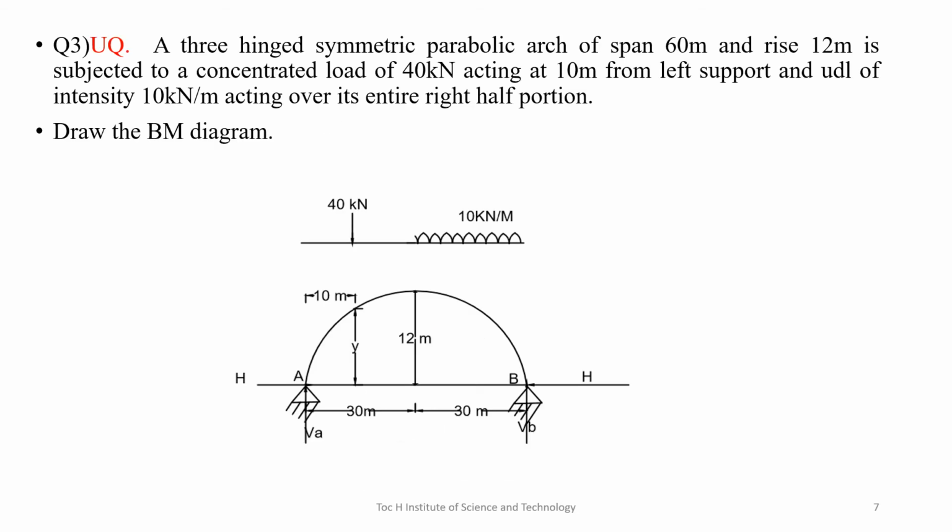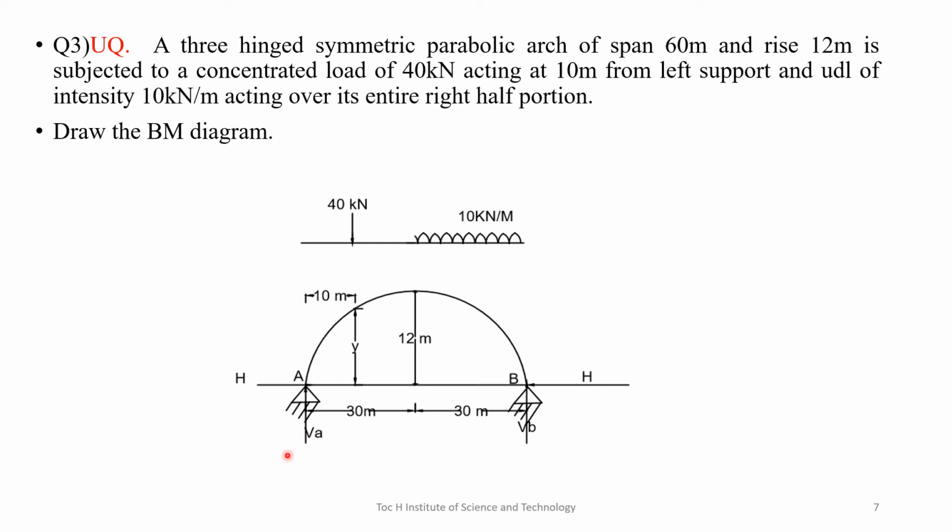Now let's see another problem. A three-hinged symmetric parabolic arch of span 60 meter and rise 12 meter is subject to a concentrated load of 40 kilonewton acting at 10 meter from the left support, and a UDL of intensity 10 kilonewton per meter acting over half of its length. Draw the bending moment diagram. Here you can see a 40 kilonewton load at a distance 10 meter from support A, and also a UDL of intensity 10 kilonewton per meter over the right span, that is for 30 meter.